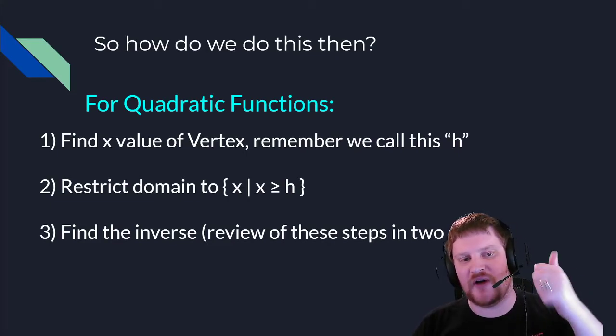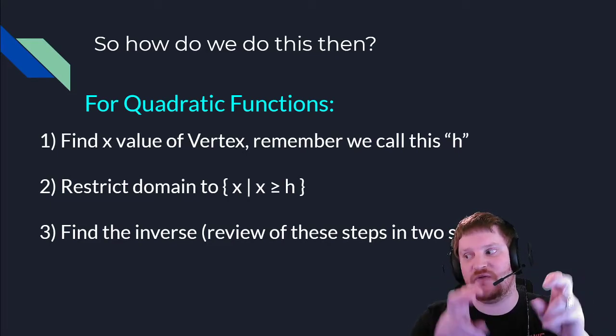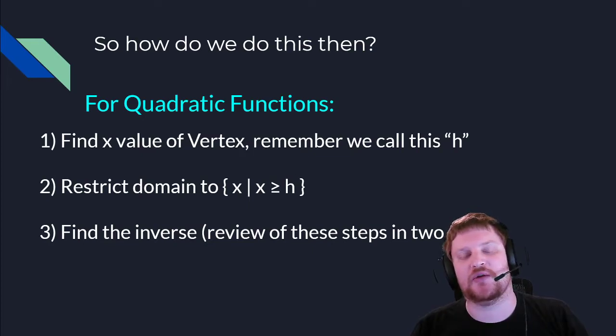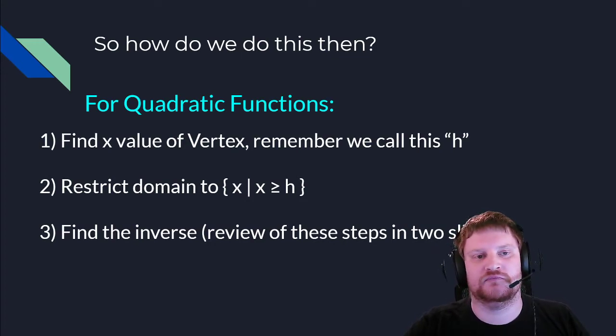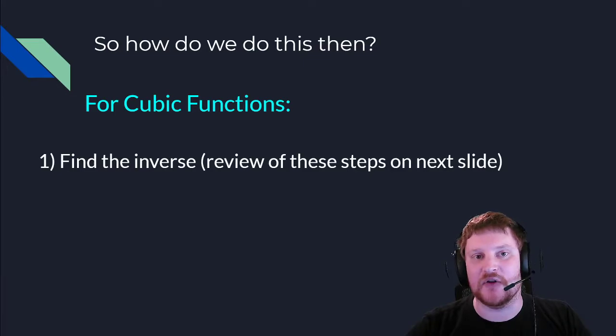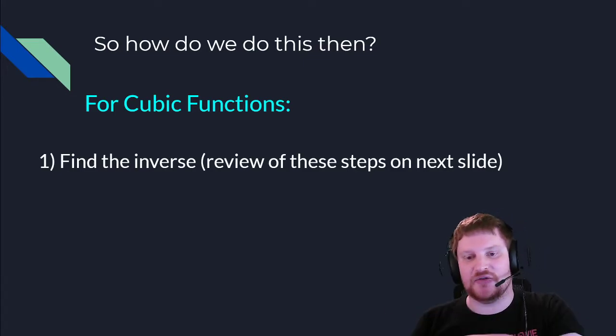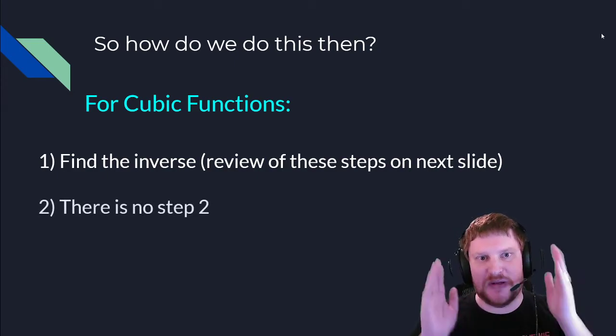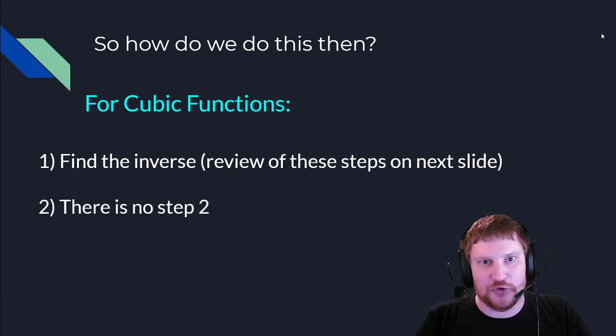So step 1, find the x value of the vertex, the h value. Restrict the domain to the set of all numbers x such that x is greater than or equal to h. Step 3, find the inverse. Now as for quadratic functions, for cubic functions it is a little bit different. So step 1 is going to be to find the inverse. And again, next slide is going to show you how to do that. Step 2 is going to be to remember that there is no step 2.